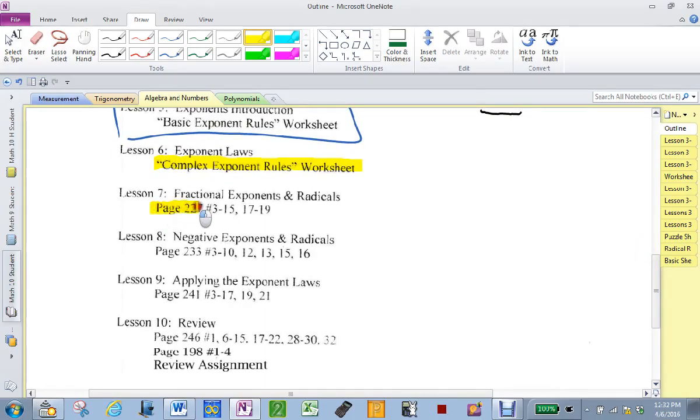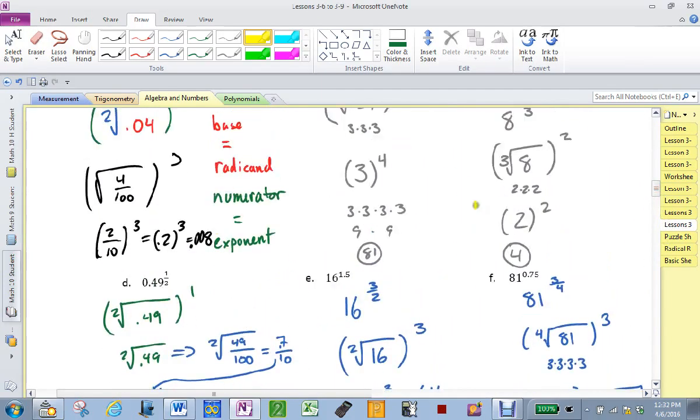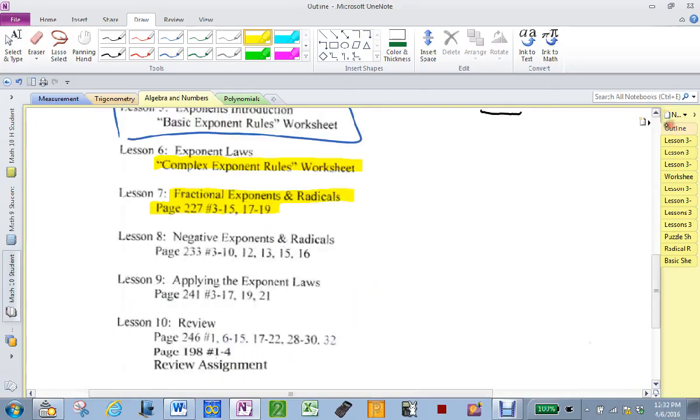Now, this page. Please notice fractional exponents and radicals. I think you have it. I'm not lying. I think that you guys get this. I think. But I'm not sure. So if you're a little dodgy, make sure you do some of this. You can check your answer in the back of the book. Okay? I'm not going to actually assign it because I think you've got it.